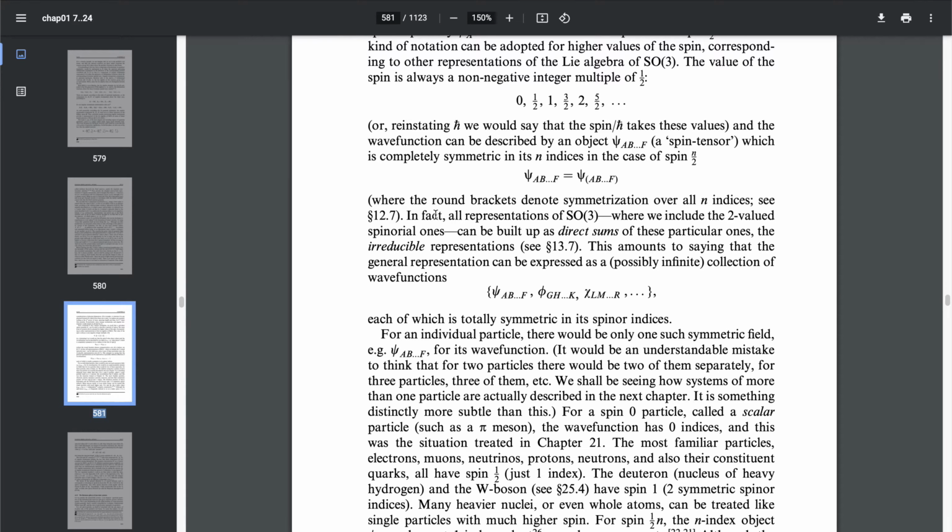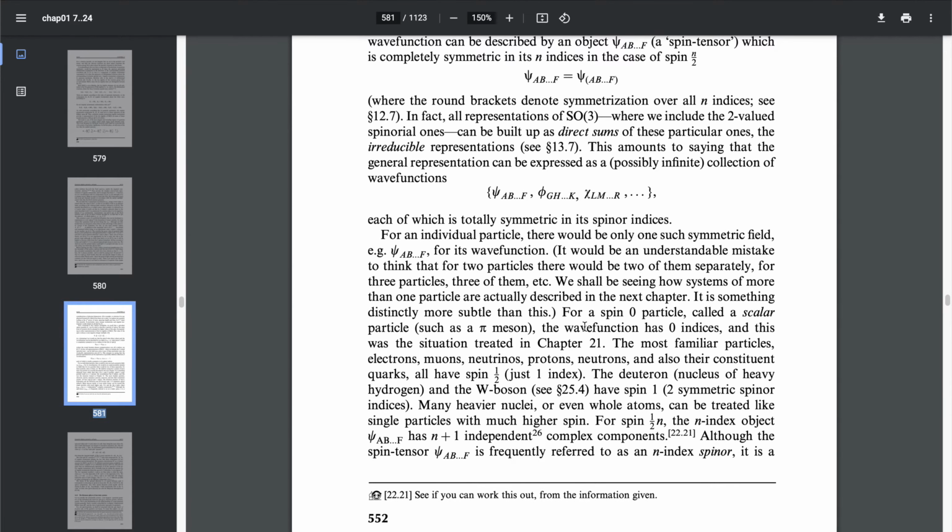And yeah, he is saying here also that in fact all representations of SO3, where we include the 2-valued spinorial ones, can be built up as direct sums of these particular ones, the irreducible representations. So this amounts to saying that the general representation can be expressed as a possibly infinite collection of wave functions with different spin tensors here, each of which is totally symmetric in spinor indices.